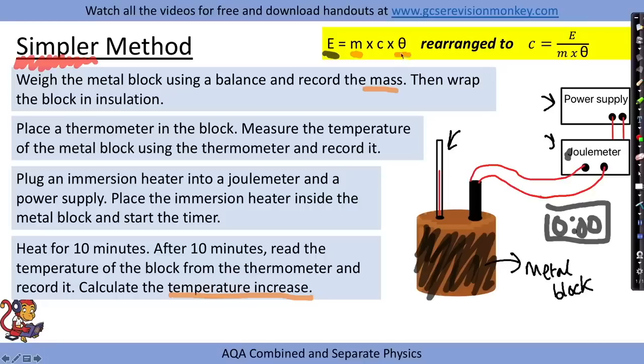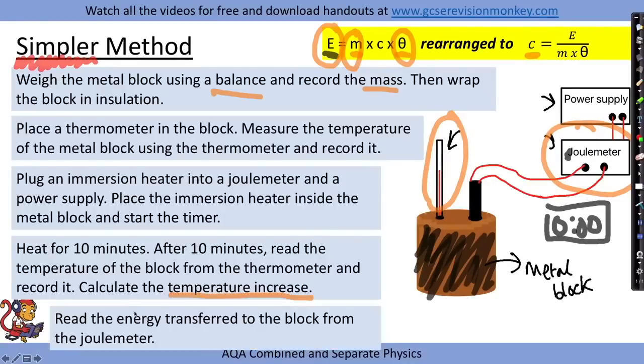So now we have 3 values which we can use to calculate the specific heat capacity. We've got the energy from the joule meter, we've got the mass which we've recorded on the balance, and we have our temperature change which we've recorded using the thermometer. So the final thing we need to do is rearrange that equation on our data sheet to make it specific heat capacity equals, and that would equal energy divided by mass times temperature change.